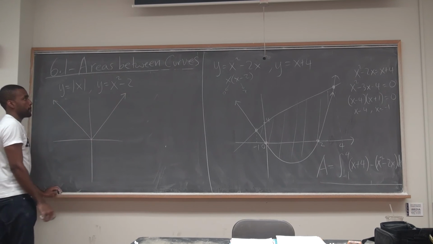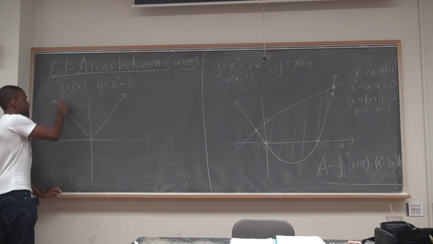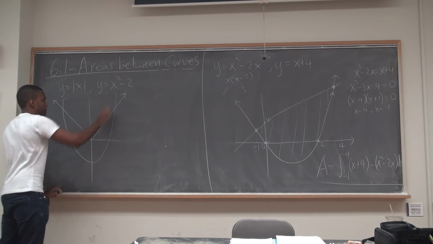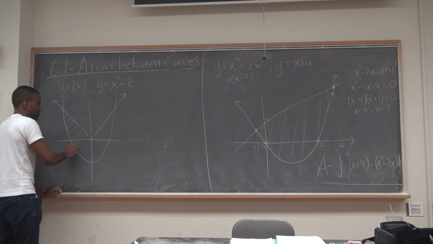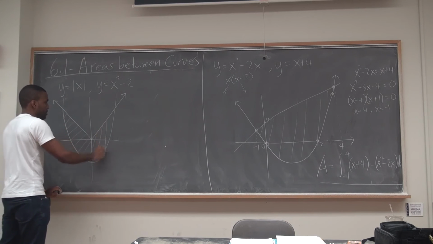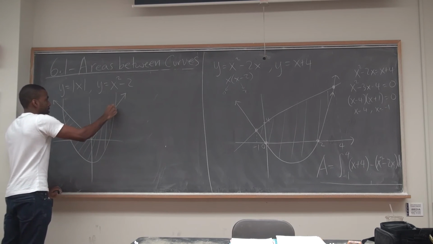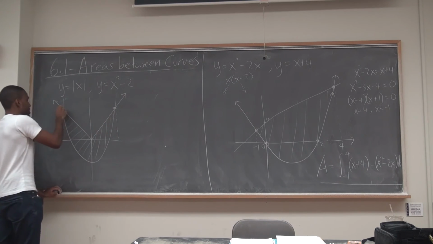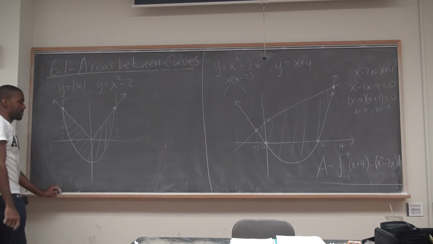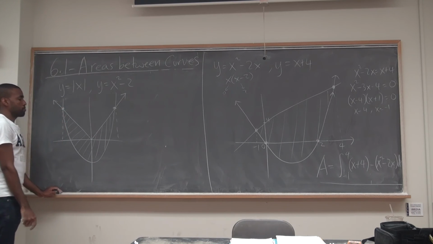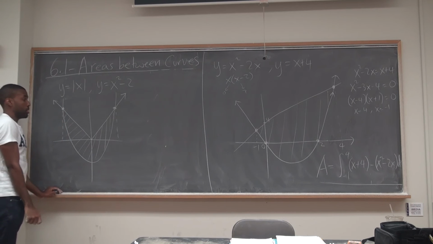And then x squared minus 2, down to negative 2. There you go. It looks like a little flower. Okay, so there's something cool you can do with this one. Would it help? It would help, but let's actually just set it up first.